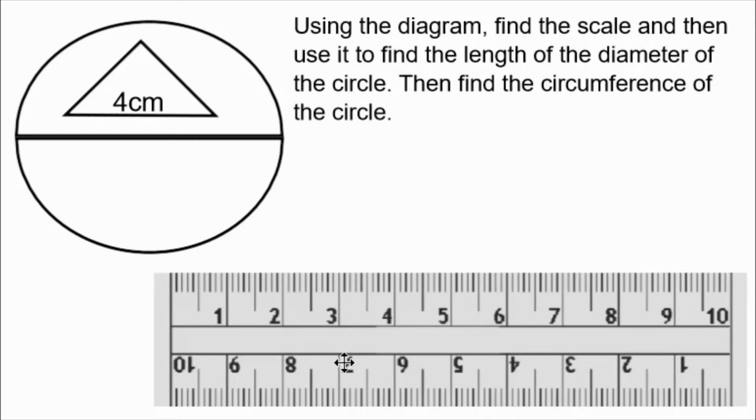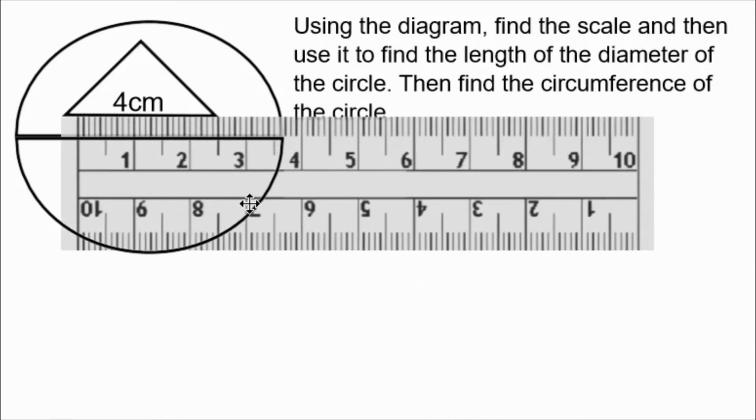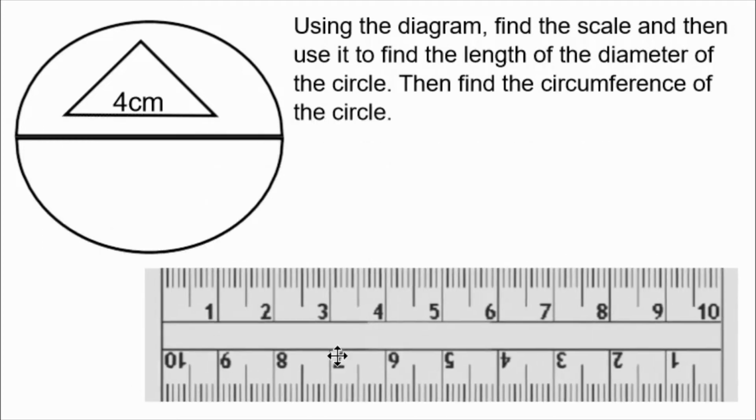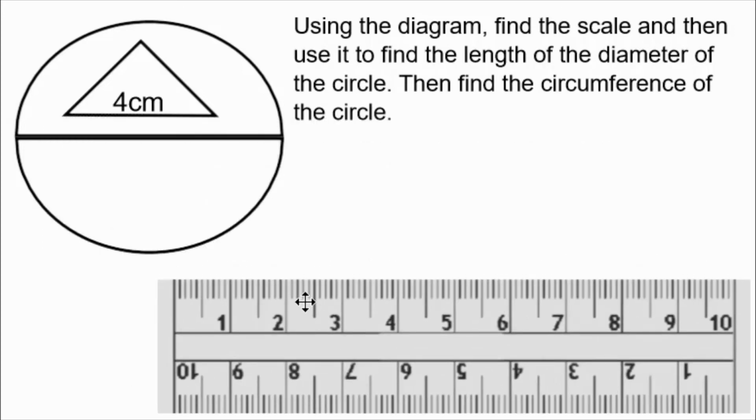The first thing I have to do is measure the triangle's side that I know has a real measure of 4 centimeters. My ruler measure is 2.7 centimeters. I can put these two numbers together to find the scale of my diagram. 2.7 centimeters ruler represents 4 centimeters real in this diagram. Now I can use that scale in a proportion to find the length of the diameter.